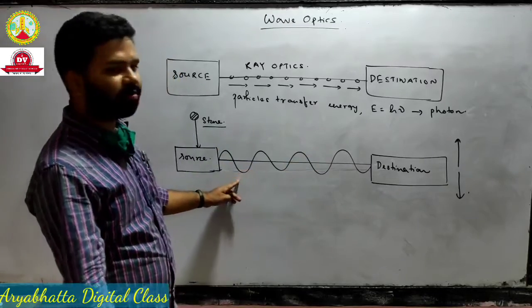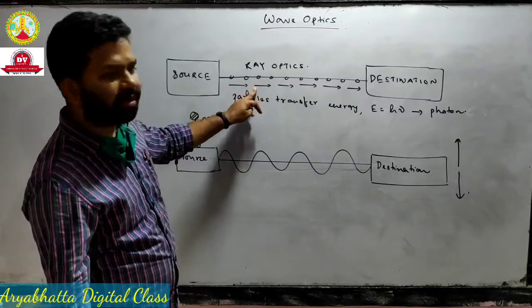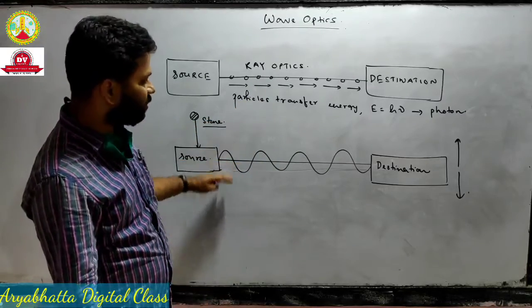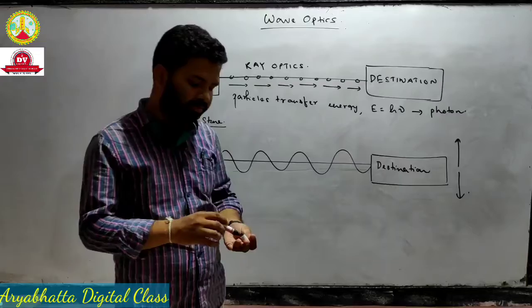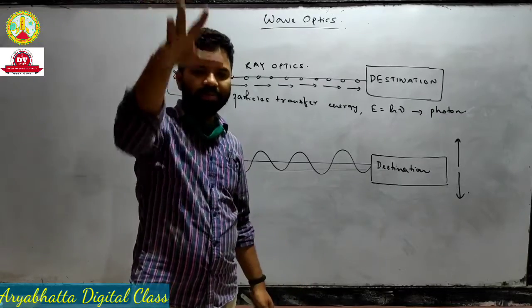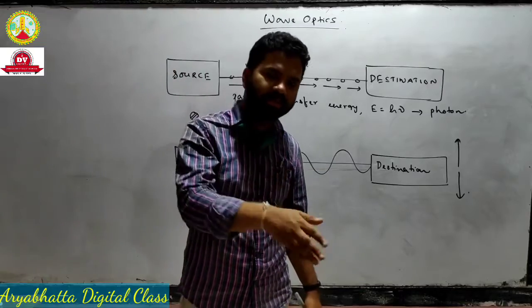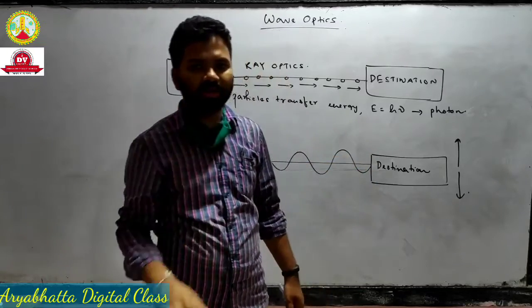So the medium is not propagating. According to ray optics, the particle will propagate, but here the particles are not moving. Here only the disturbance is traveling. If you drop a stone on the surface of water, a disturbance will be created and the disturbance will move like this. The water will not flow.